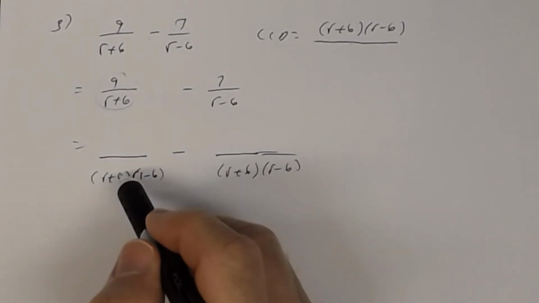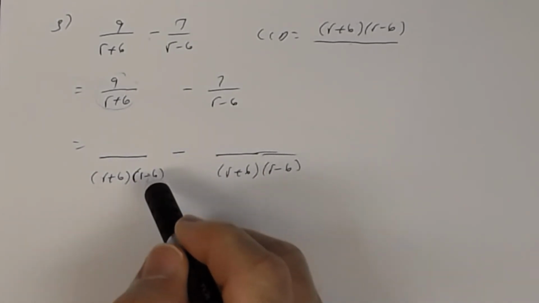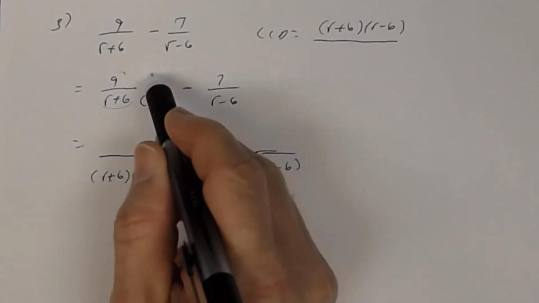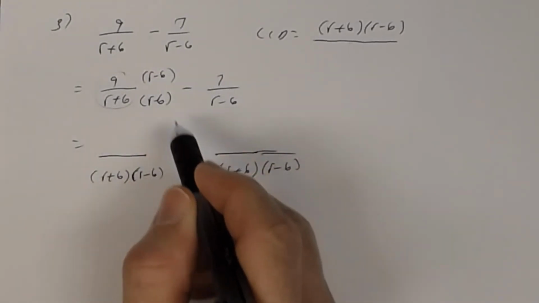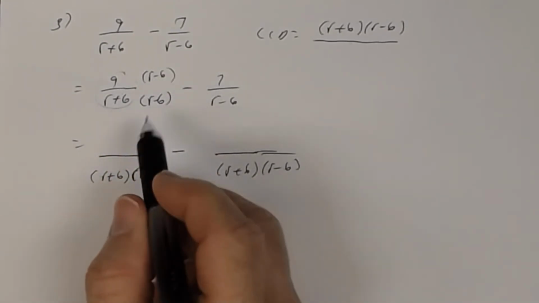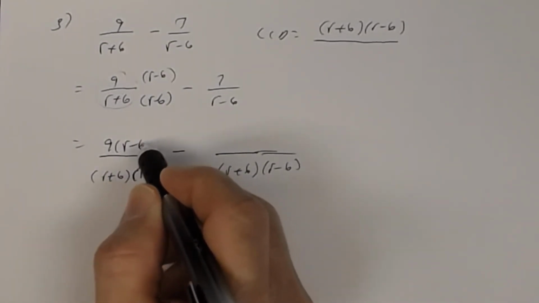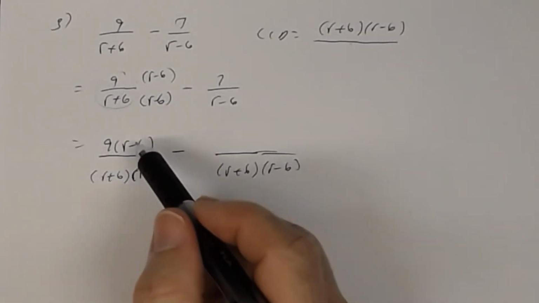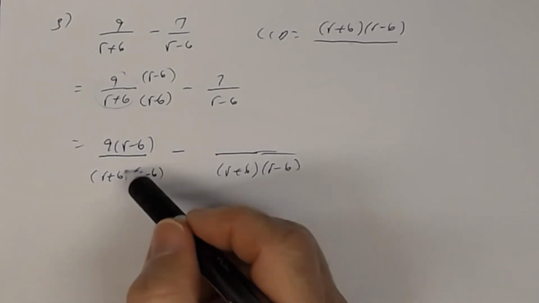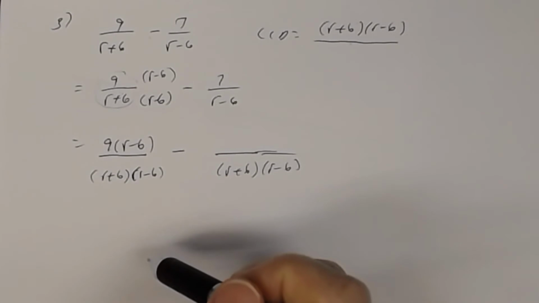So you see I have an r plus 6. I already have this. I'm missing this, so I have to multiply this by r minus 6. What I do to the denominator, I have to do to the numerator. So I'm going to rewrite in this numerator what I see, 9 times r minus 6. And notice that it makes sense, because if you divide out these r minus 6's, you're left with 9 divided by r plus 6, which is what this is.